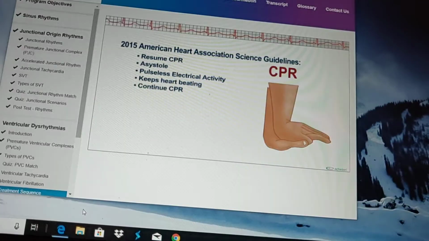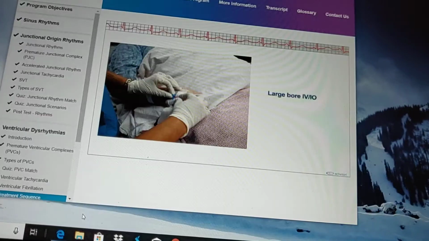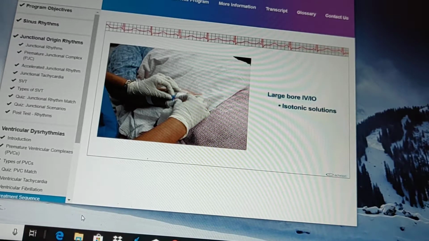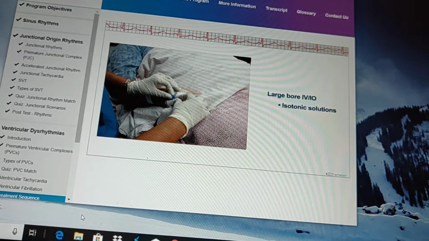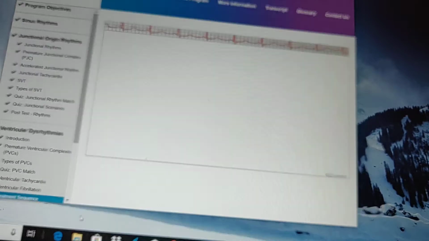CPR should be continued the entire time the patient is being resuscitated, except during defibrillation. You should also establish a large bore IV access for drug therapy. Isotonic IV solutions such as normal saline or lactated ringers should be administered once access is established.